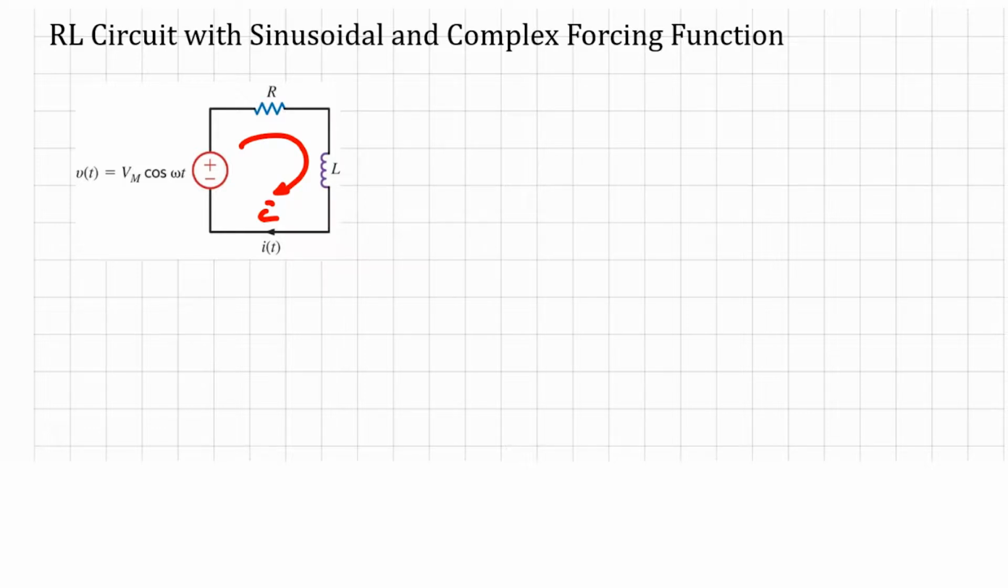Remember the passive sign convention always applies. So the voltage across the inductor is L di/dt, and the voltage across the resistor is R times I. And that has to be equal to the voltage given by the source, which is Vm times cosine omega t.